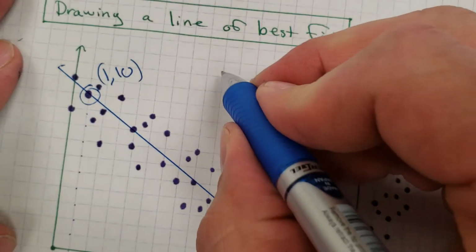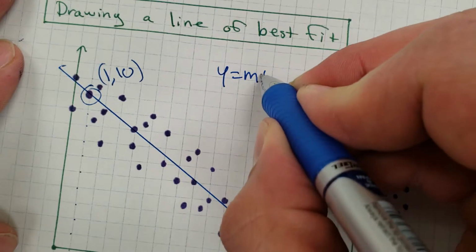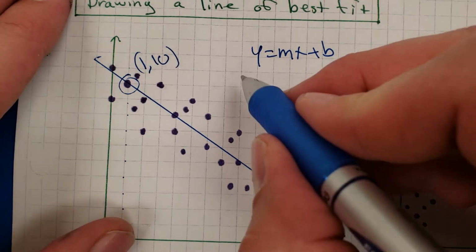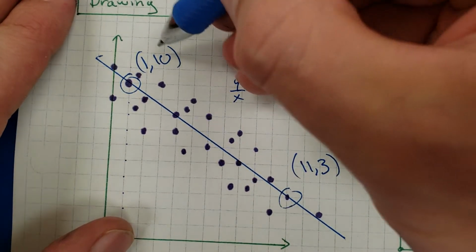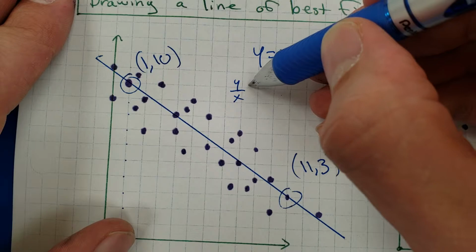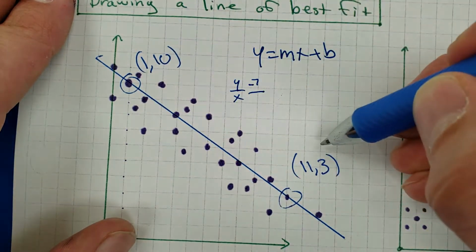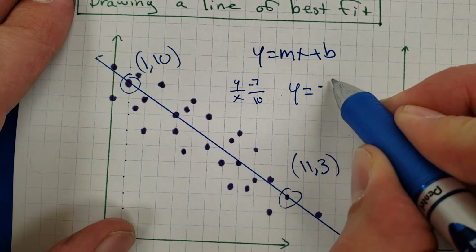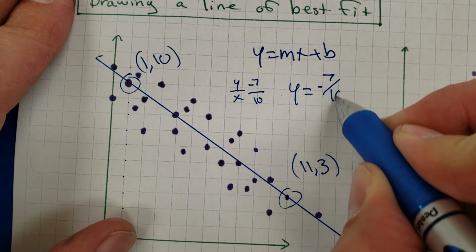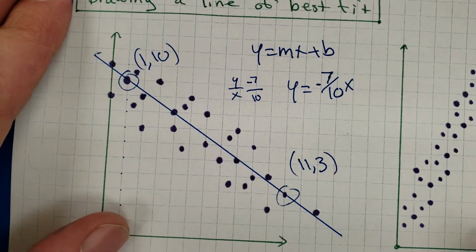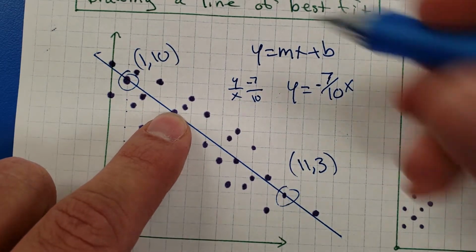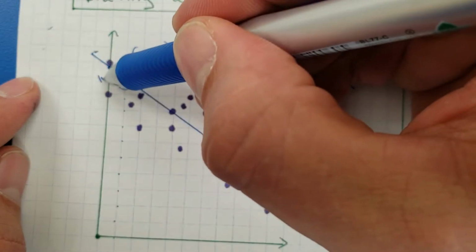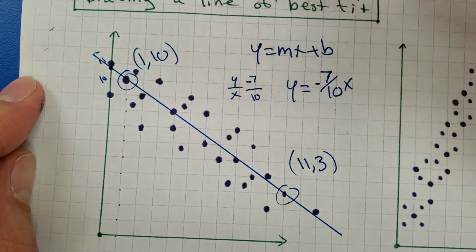How do I make the equation? I've got to make y equals mx plus b. So I probably want to find the slope first. Change of y over change of x. The y value goes down 7, and the x value increases 10. Okay, there we go. So my equation is going to be y equals negative 7/10 x. Now, since I estimated, if I wanted to cheat here, I could just estimate my y-intercept. So this is 10, and that's 11. Maybe 10.8.